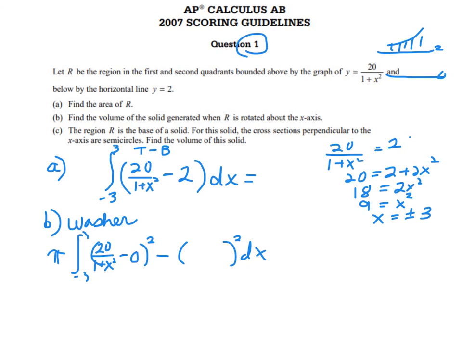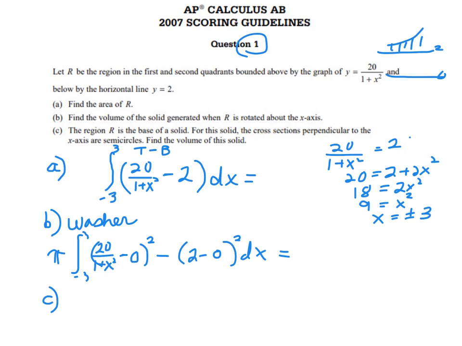Then the lower, the bottom, is y equals 2, and so I'm going to do 2 minus 0. Now you don't need the zeros, but I want you to see that it's function minus axis, function minus axis. And then the general thing is a washer. And then once again, you would throw that in your calculator and get a final answer. All right, then the third section is R is the base of a solid, and for the solid, the cross-sections perpendicular to the x-axis, dx, are semicircles. Find the volume of this solid.